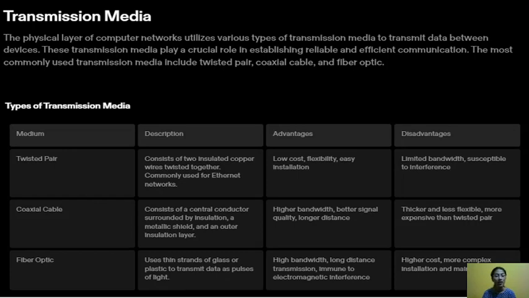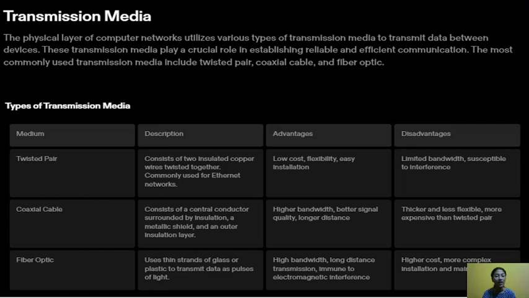The next one is coaxial cable, which consists of a central conductor surrounded by an insulator, a metallic shield and an outer insulation layer. It has the advantages of higher bandwidth, better signal quality, and it can carry signals over a longer distance. The main disadvantages are that it is thicker, has less flexibility, and is more expensive than twisted pair.